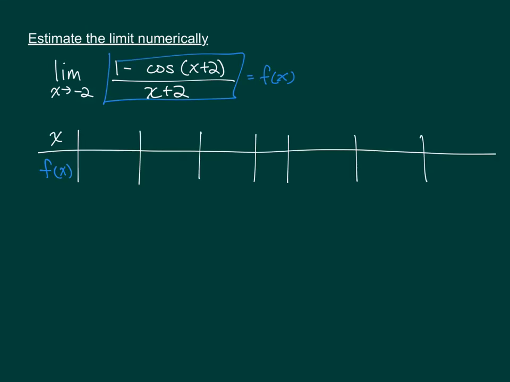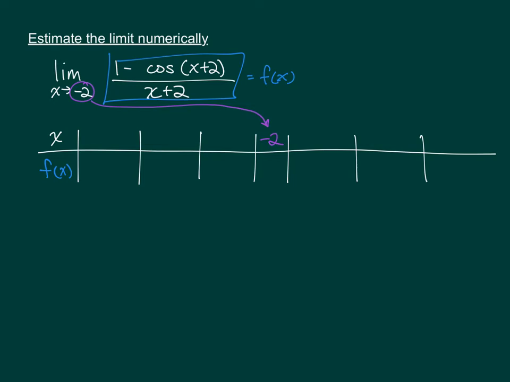So again, we will have this x and f of x, where f of x is what we're taking the limit of. So again, we want to take that value that x is approaching, this -2, and put that right in the middle. Now to the left and to the right here is going to look a little differently than it did in the last example.